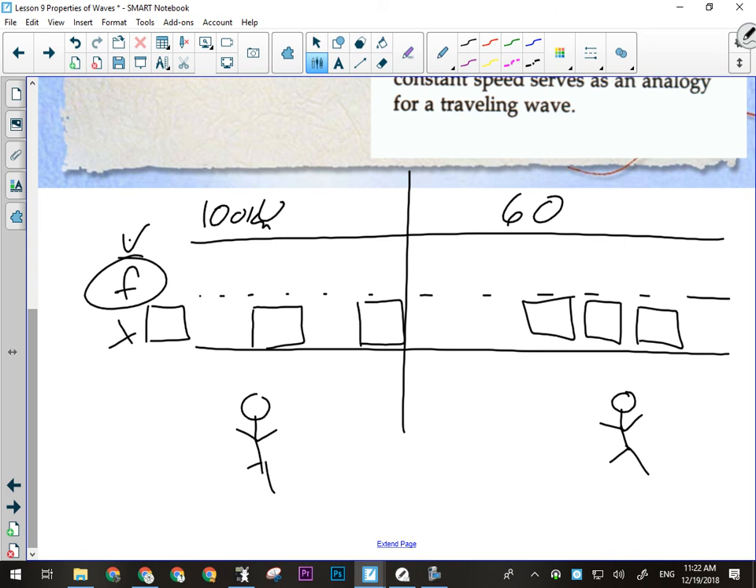When I change the speed, the wavelength automatically changes with it. That will maintain the frequency of the wave. That's why the frequency can't change. If I change the speed, I'm going to increase or decrease the wavelength as a result. And that's what we'll be talking about a little bit more tomorrow.